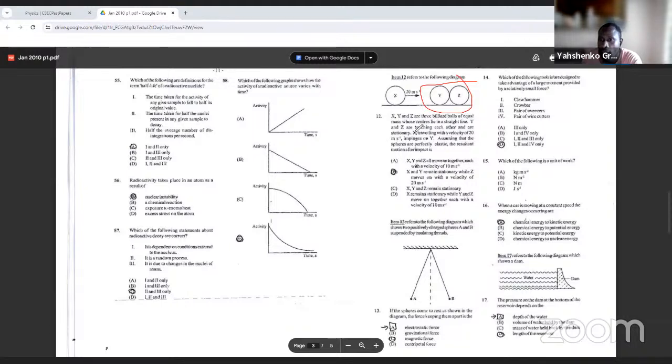Okay? And X, traveling at a velocity of 20 meters per second, impinges on Y. Assuming that the spheres are perfectly elastic, the resultant motion after impact is? So let's see now. X, Y, and Z all move together, each with a velocity of 10 meters per second.